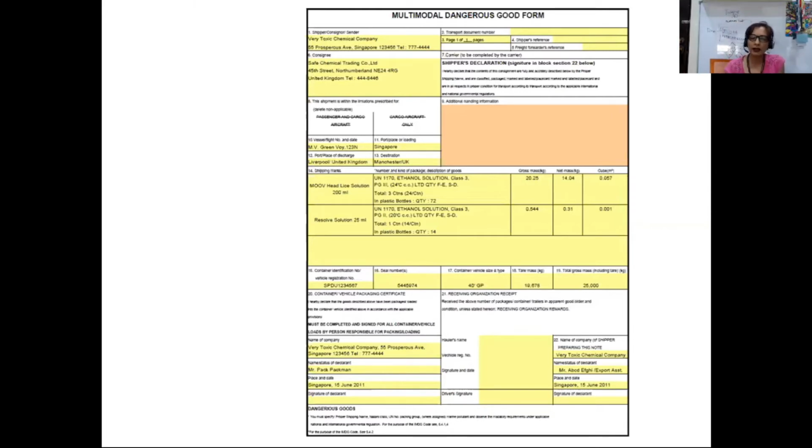So it is fine if the shipper signs this. If you are a freight forwarder, it becomes a bit of an issue in a multimodal dangerous goods form when you have opened the BL with the main carrier. Then you become the shipper here, and you become the party that signs this. Although in multimodal dangerous goods forms, you only see one party signing it.